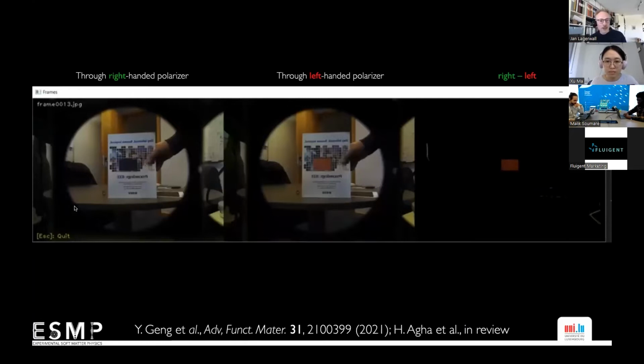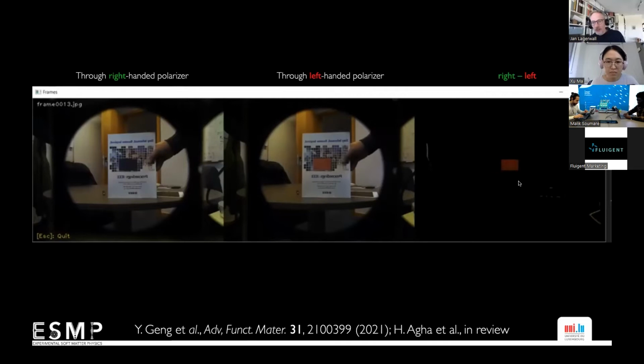So here is the same scene filmed through two cameras. Here it's filming through a right-handed polarizer. Here it's filming through a left-handed polarizer, and this liquid crystal is left-handed, so you see the color here. And here you see the result of subtracting this video feed from that video feed. Sorry, I think it's the other way around here. It's this video feed from that video feed.